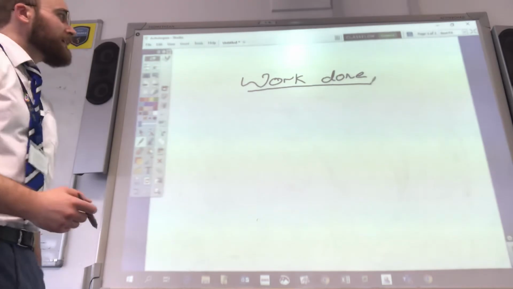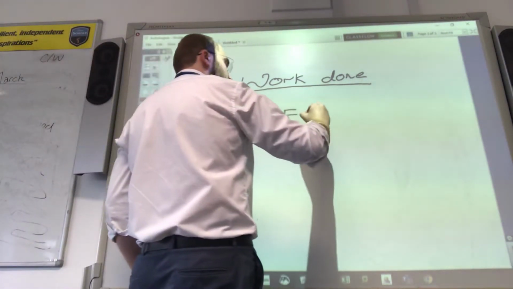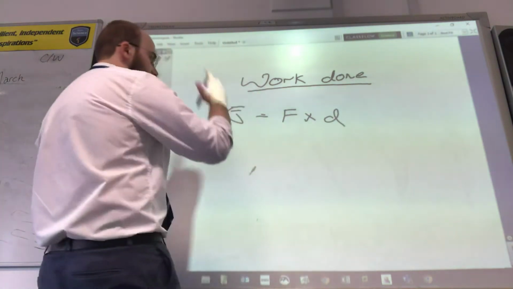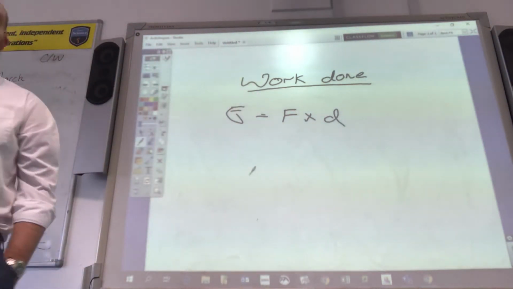Right, work done. The equation you'll need then: energy transferred is equal to the force multiplied by the distance. Sorry, for this E, and that equals 2. So the work done is measured in joules. It's a unit of energy.